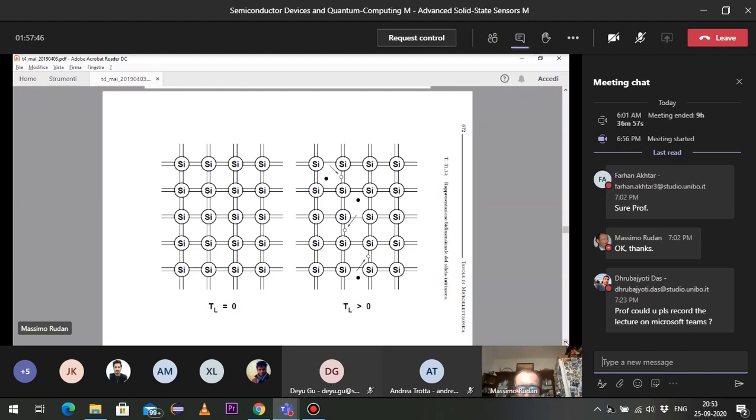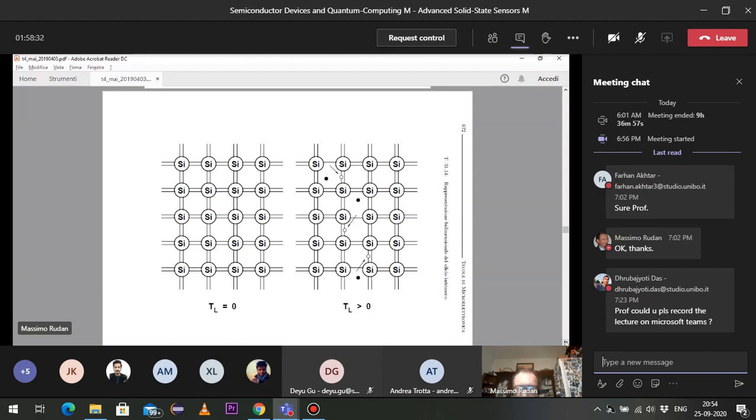If we go on the right part of the figure, and we assume that we are in an equilibrium condition, but at some temperature higher than 0, okay? In order to go to a temperature higher than 0, that means that we have provided energy to the crystal. So if you remember the picture of the bands, in the case of the left part of the figure, the Fermi statistics is a box. So no electrons in the conduction band, no holes in the valence band, no current.